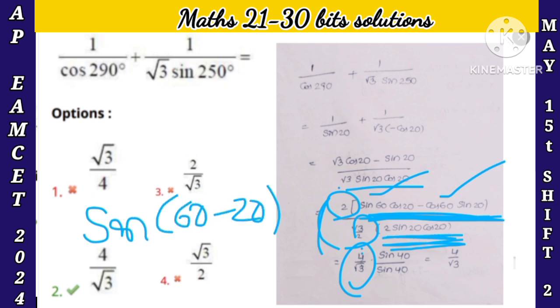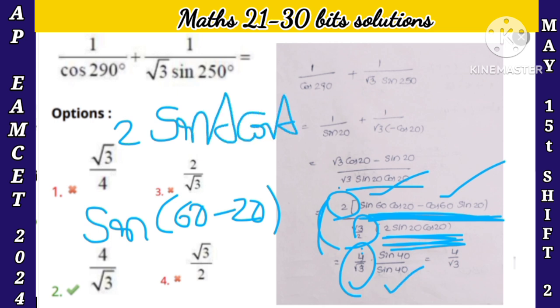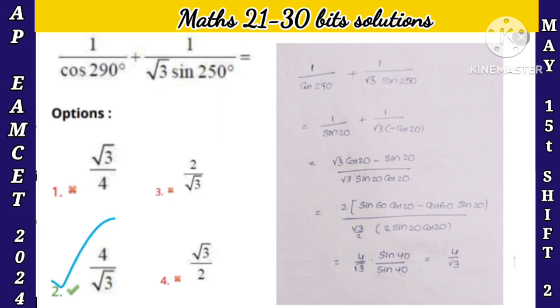And this is 2 sin A cos A. 2 sin A cos A is equal to sin 2A, that is sin 2 into 20, which is sin 40. Now the two terms are cancelled, so the answer is 4 by 3, and that is nothing but the second option. Understand all of you? Very easy question, a direct EAMCET model.